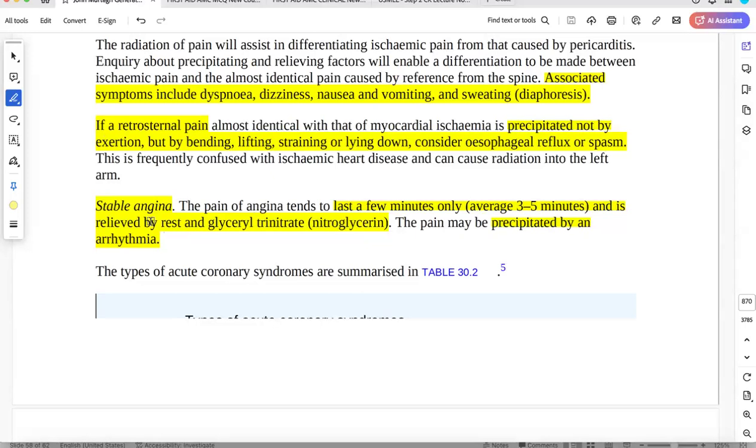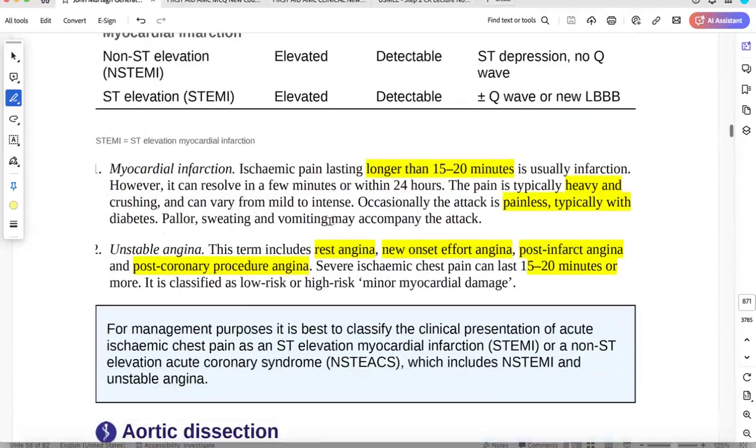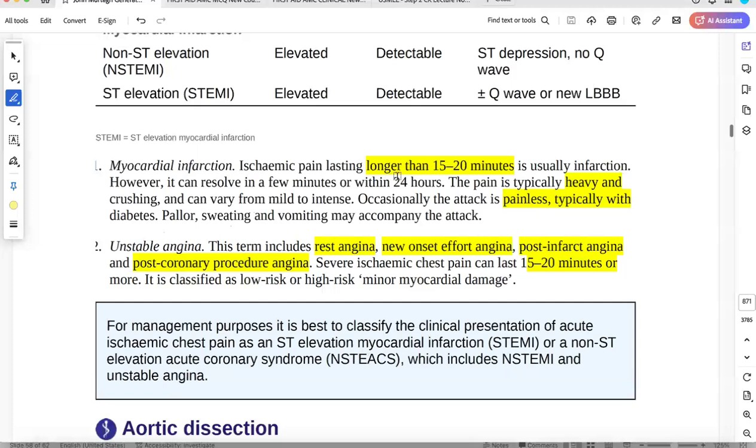But it always depends on a lot of other comorbidities the patient has. So we have low tolerance in a patient who has more risk, and high tolerance for a patient who has less risk. As part of JM, stable angina is the same chest pain that we discussed, but lasts for 5 minutes and is relieved by rest and GTN. Whereas myocardial infarction is pain that lasts longer than 15 to 20 minutes, heavy crushing chest pain.